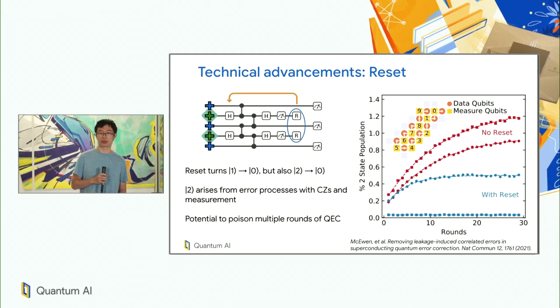So on the right here, I'm showing a plot from Matt McEwen's paper where we show the mean 2-state population of both the data and measure qubits as a function of the number of rounds that we've run of quantum error correction. We see that when we introduce these reset gates, we get a significant decrease in the amount of leakage that we get. And this turns out to be really important for the stability of our error correction codes.